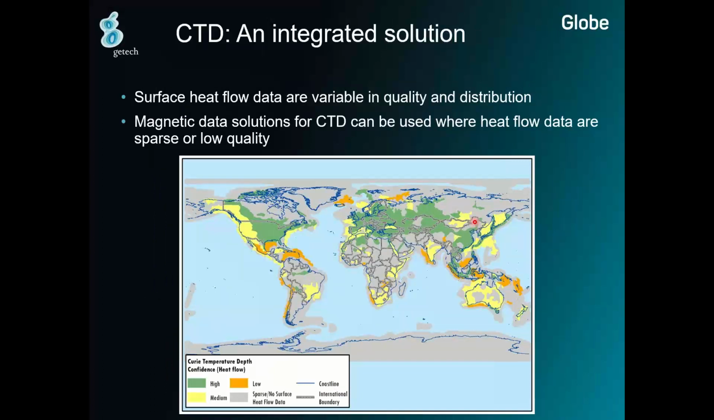Once we have a global result, we need to assess its quality in different areas. So this is for the heat flow derived Curie depth, and based on the coverage, on the apparent reliability and consistency of the data, we can say that there are areas where we're very confident, where we have medium or relatively low confidence, or where there's very little heat flow data at all. And in those areas, we have to use the magnetic data sets.